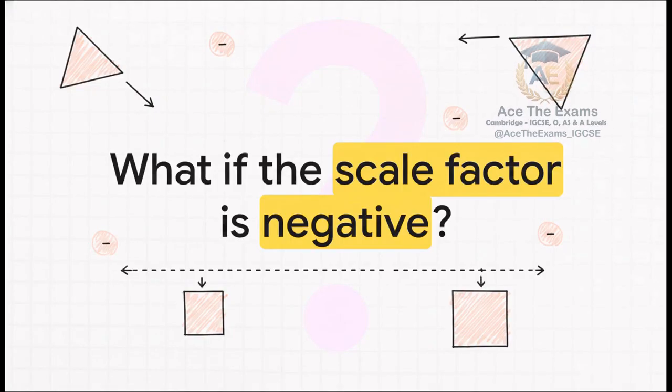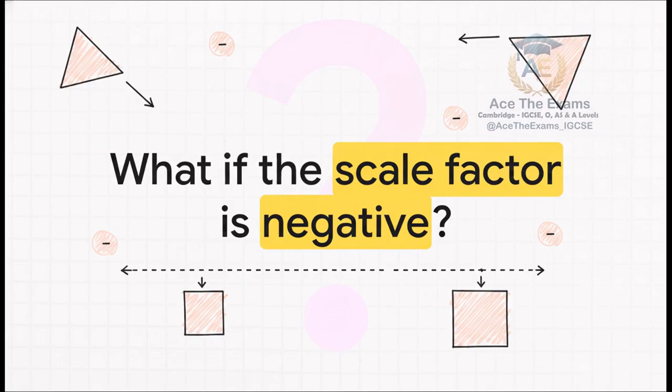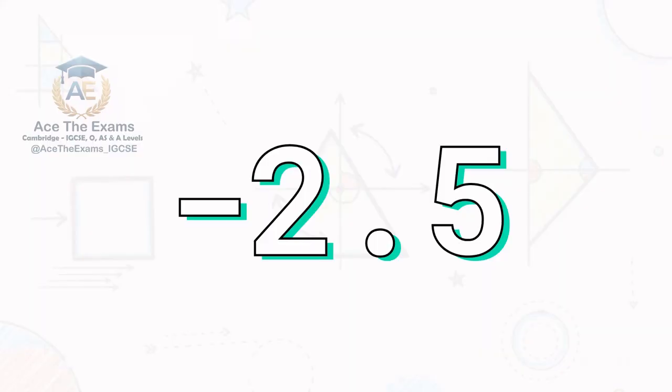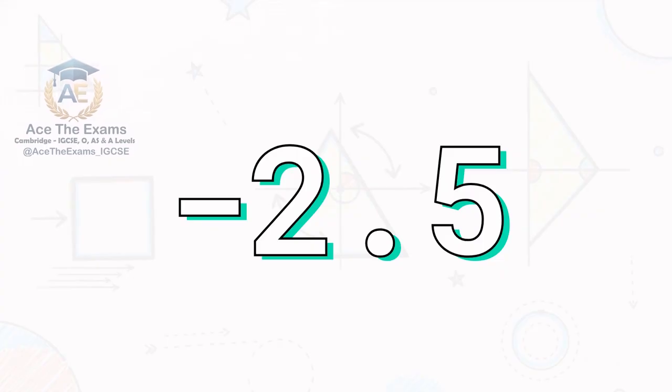All right, so once you have that center point, calculating the scale factor is usually pretty straightforward, right? You just compare the lengths of the sides. But examiners love to throw in a massive twist to see who's really paying attention. So, what actually happens when the scale factor is negative? Take a look at this, negative 2.5.